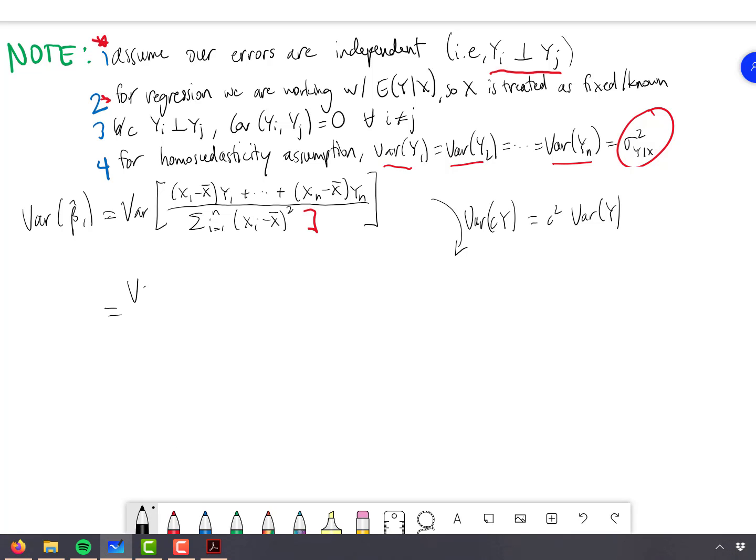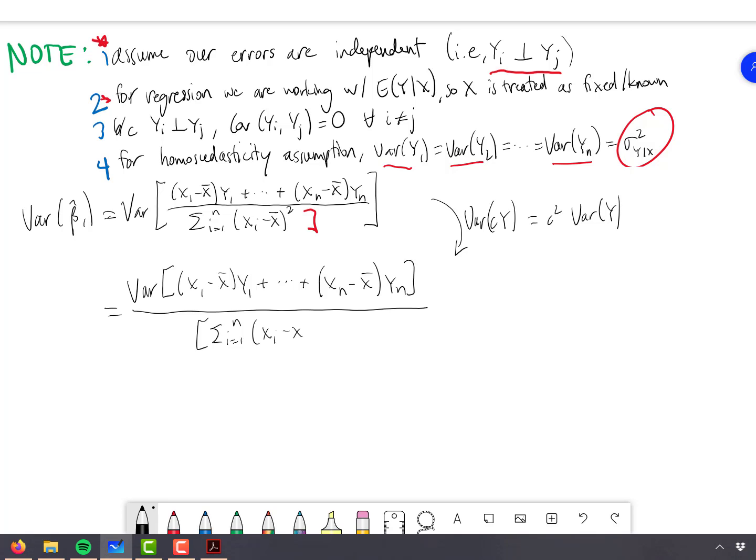And so what we can do is write out in our numerator the variance of (x1 minus x bar) times y1 plus dot dot dot, everything in between, up to (xn minus x bar) times yn. Because we're pulling out that constant term in our denominator, we still have the sum from i equals 1 up to n, our sample size, of (xi minus x bar) squared, but really the whole term itself is squared.